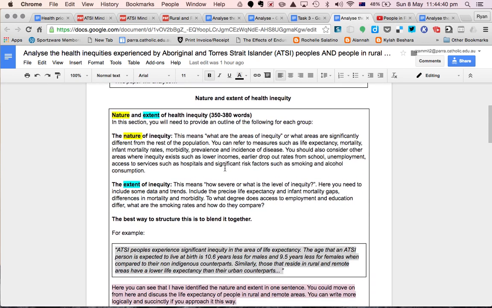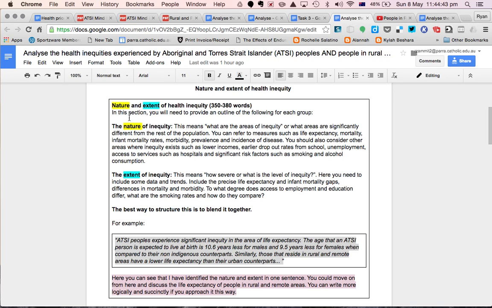And then moving straight to the nature and the extent of inequity, just to make it really clear. The nature of inequity just means, what are the areas of inequity? What are the specific areas that are different between this group, ATSI, rural and remote, and the rest of the population? So we know for ATSI already that they have lower life expectancy, higher rates of mortality, higher infant mortality rates, higher levels of morbidity, prevalence and incidence of particular diseases. So these are the areas that are different. So that's the nature of the inequity. The nature of inequity is all about what are the areas, or what is the inequity.